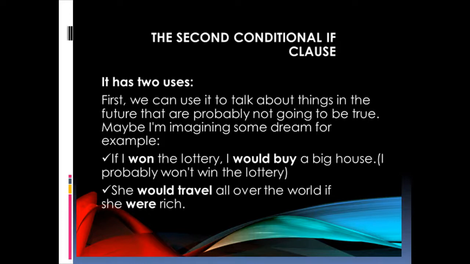For example, if I won the lottery, I would buy a big house. Here, I am imagining that I probably won't win the lottery or maybe win the lottery. So these two things are in my imagination. That means hypothetical. It's going to be unlikely or maybe likely, right? So she would travel all over the world if she were rich. So in this part, we are saying that the things in the future are probably not going to be true. That time we are going to use this condition.